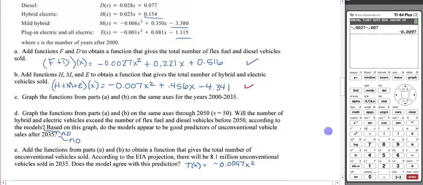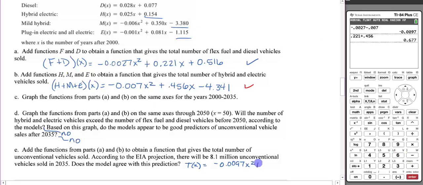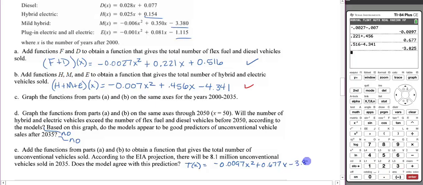I'm going to add my 0.221 plus my 0.456, and I get plus 0.677x, and I'm adding my constants now, 0.6, and that's going to be a negative 3.825. So that is my function that gives the total number of unconventional vehicles sold.